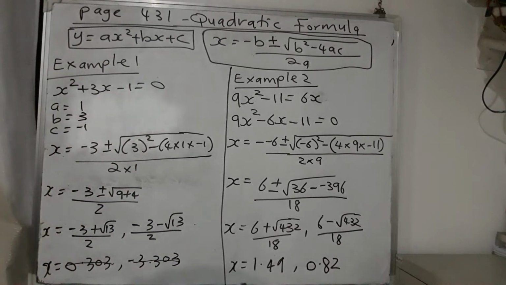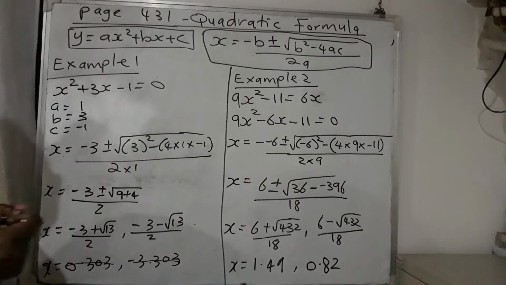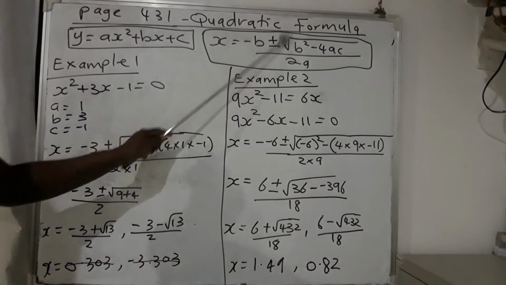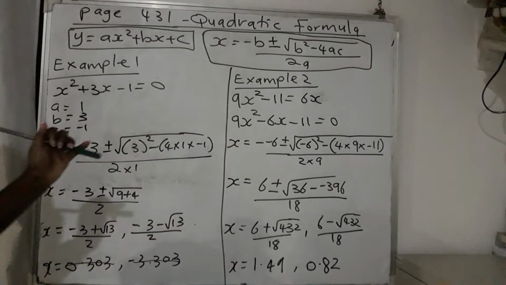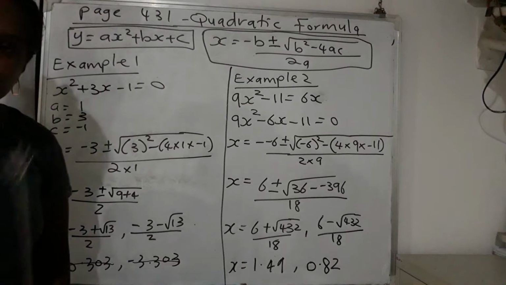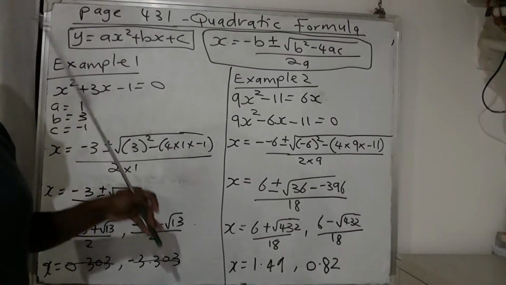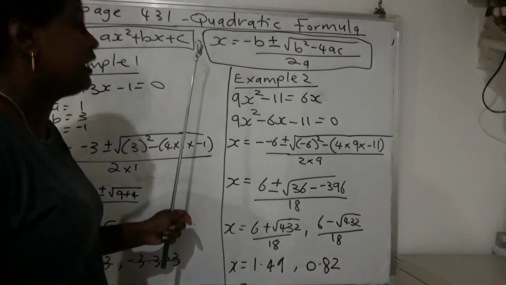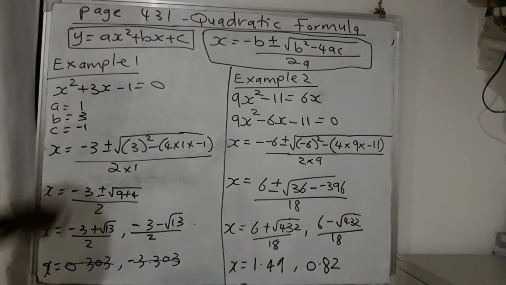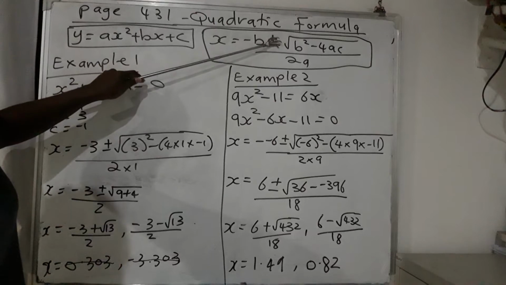Okay, our quadratic formula. Alright, so x is equal to minus b plus and minus square root of b squared minus 4ac, divided by 2a. Alright, you don't have to memorize the formula. The formula will be given to you in the formula sheet and provided to you in every assessment that you do.